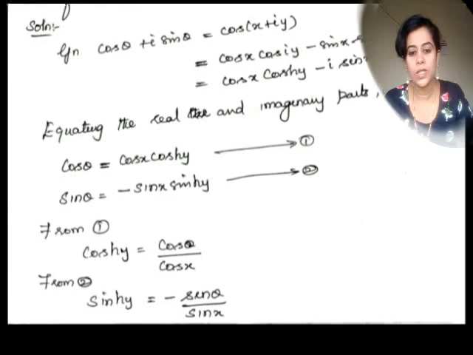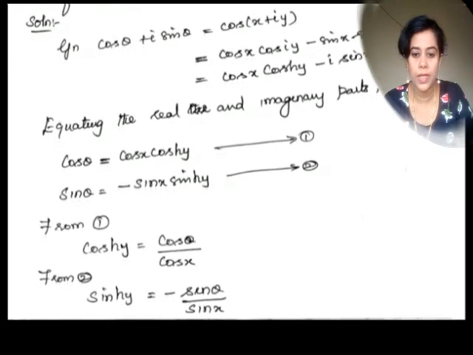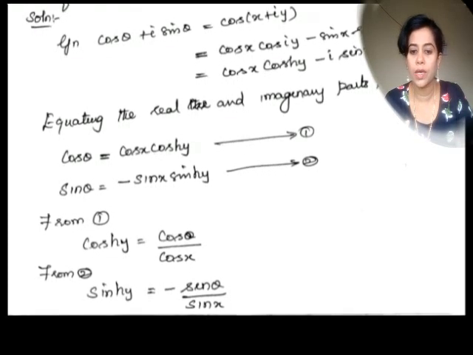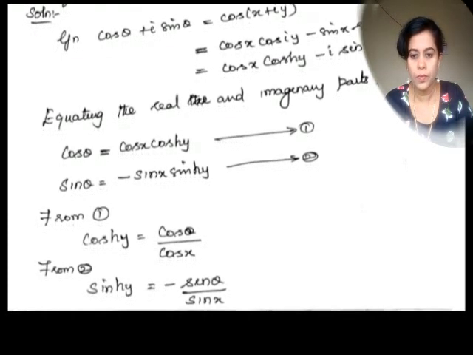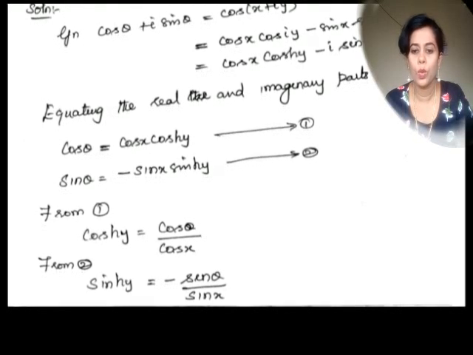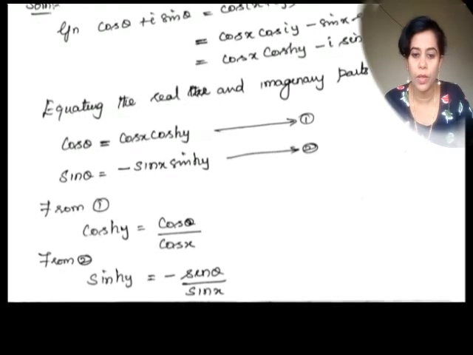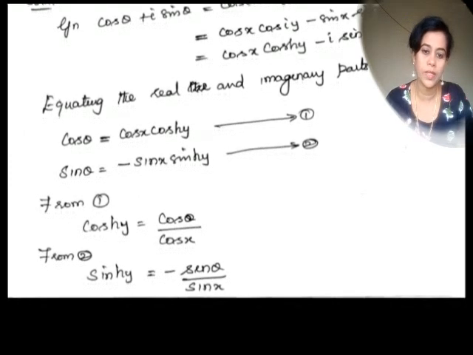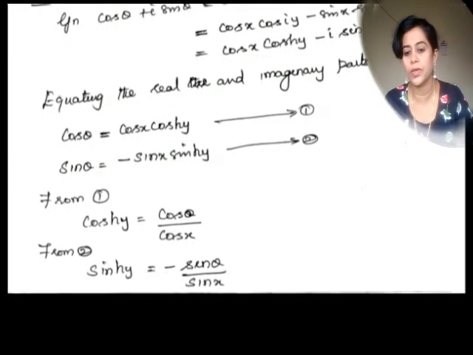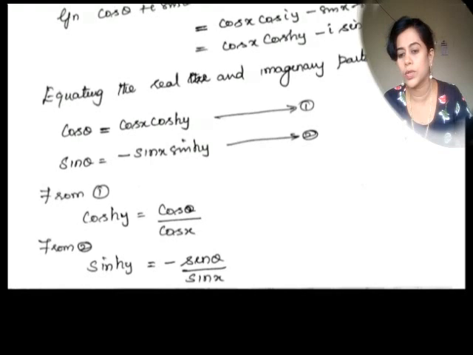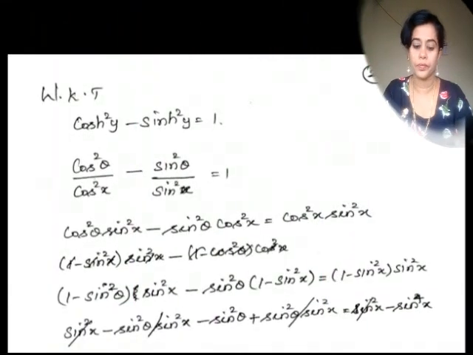So now cross multiplying, we are getting cos squared theta sin squared x minus sin squared theta cos squared x is equal to 1 there, and in the denominator we have cos squared x sin squared x. Bringing the denominator to the other side, it is cos squared theta sin squared x minus sin squared theta cos squared x equal to cos squared x sin squared x.